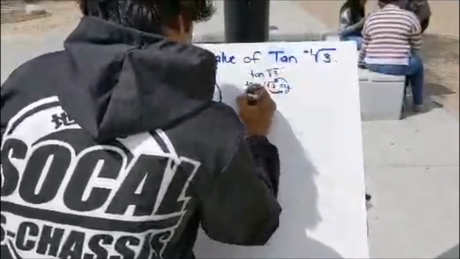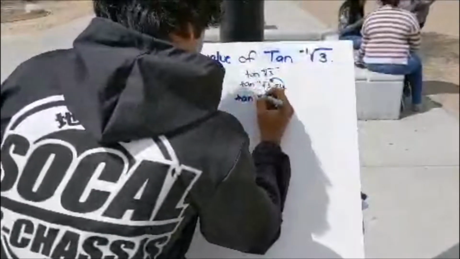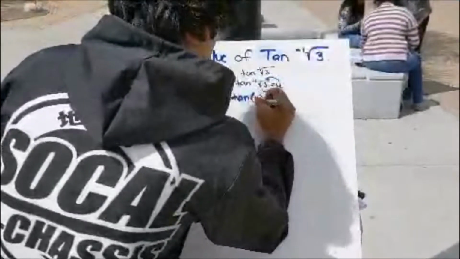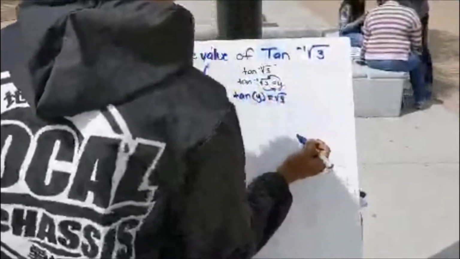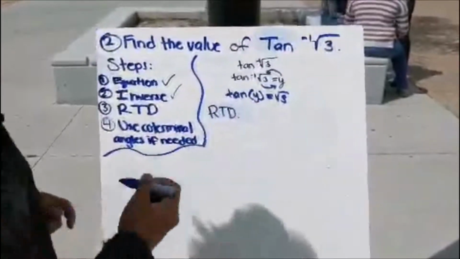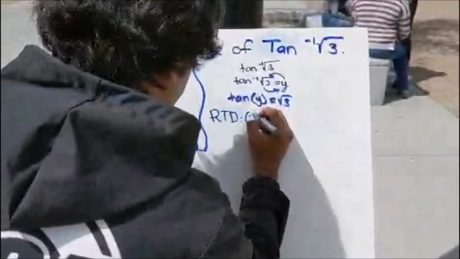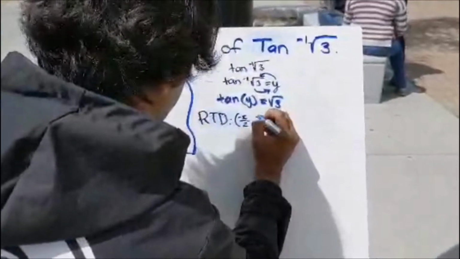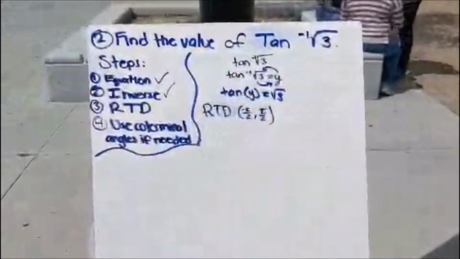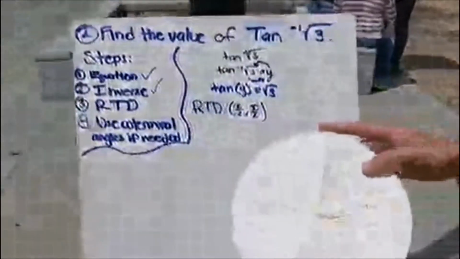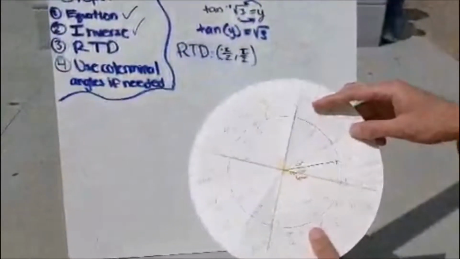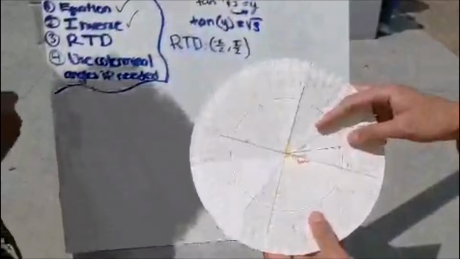So the new problem is going to be tangent, and then the negative 1 from the tangent also goes away. For step 3, you're going to find the restricted domain, and for tangent, that's negative pi over 2 to pi over 2. Now, since tangent is y over x, we have to use a unit circle. And we know for tangent of radical 3 is pi over 3 and 4 pi over 3.